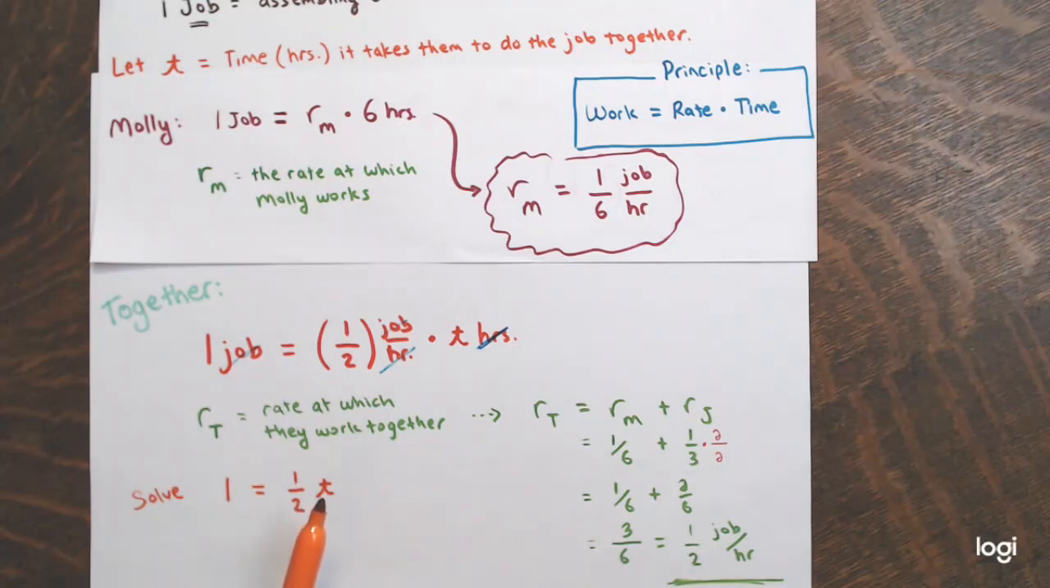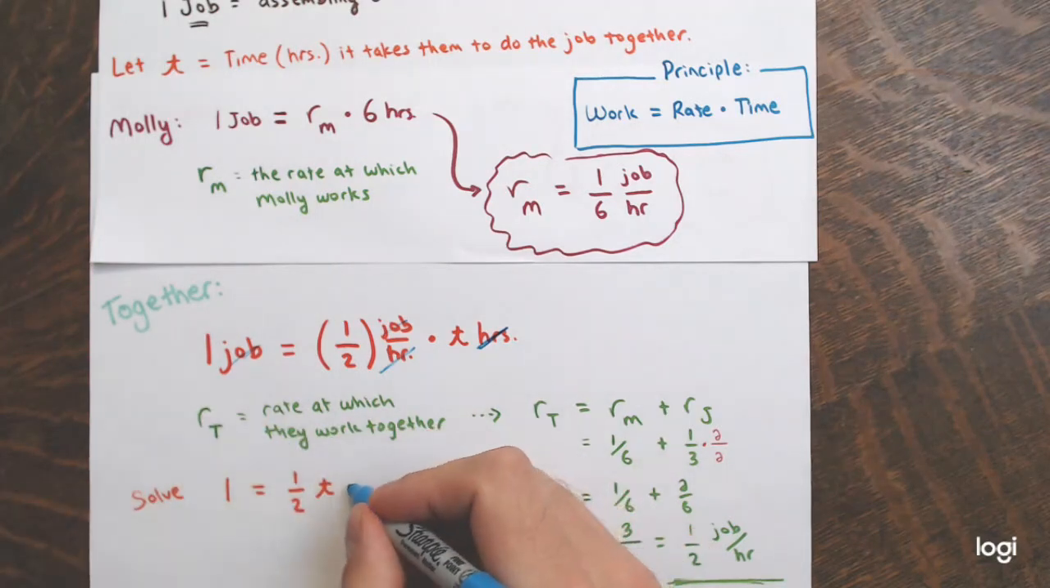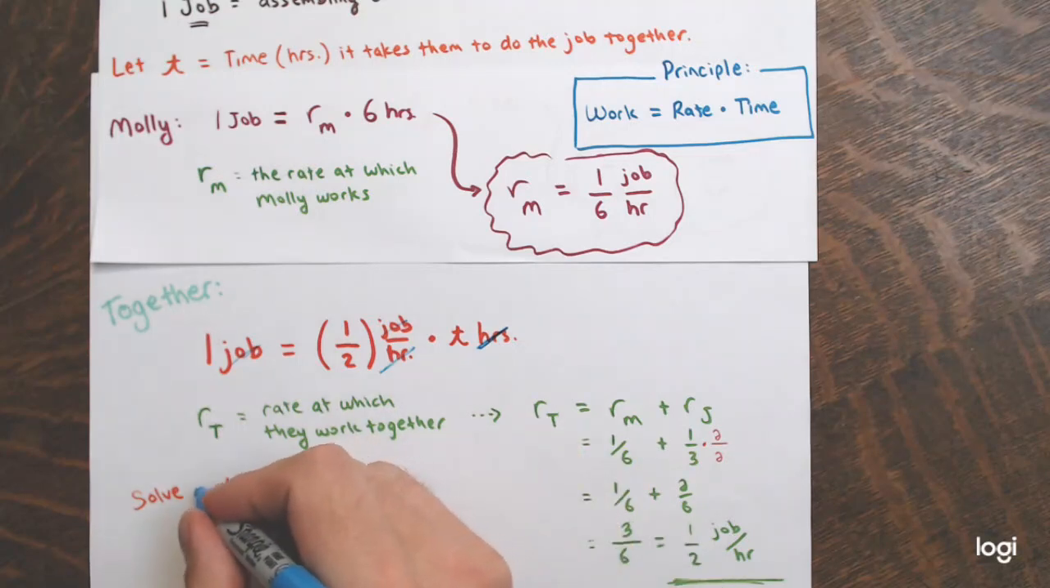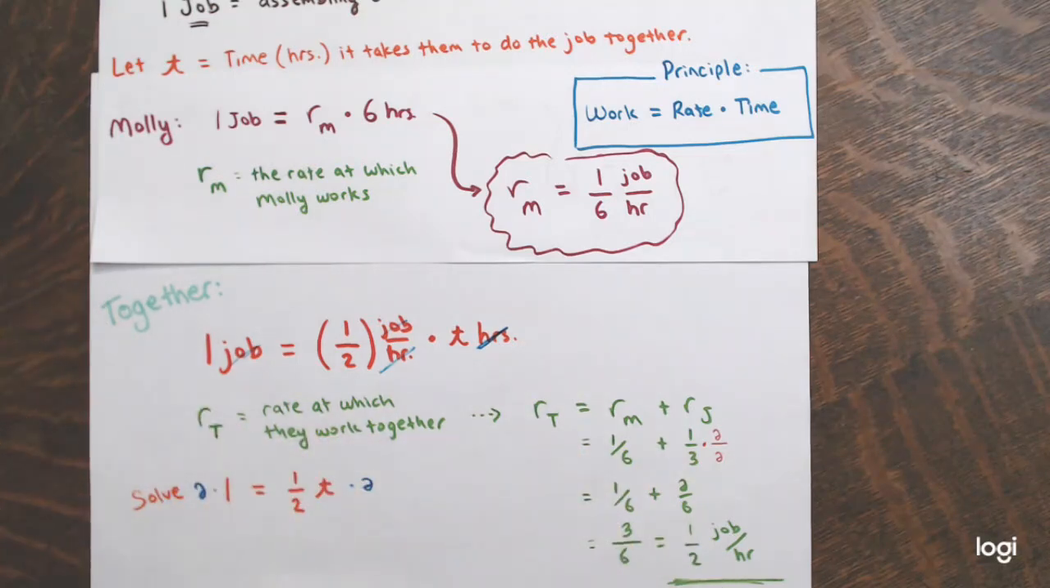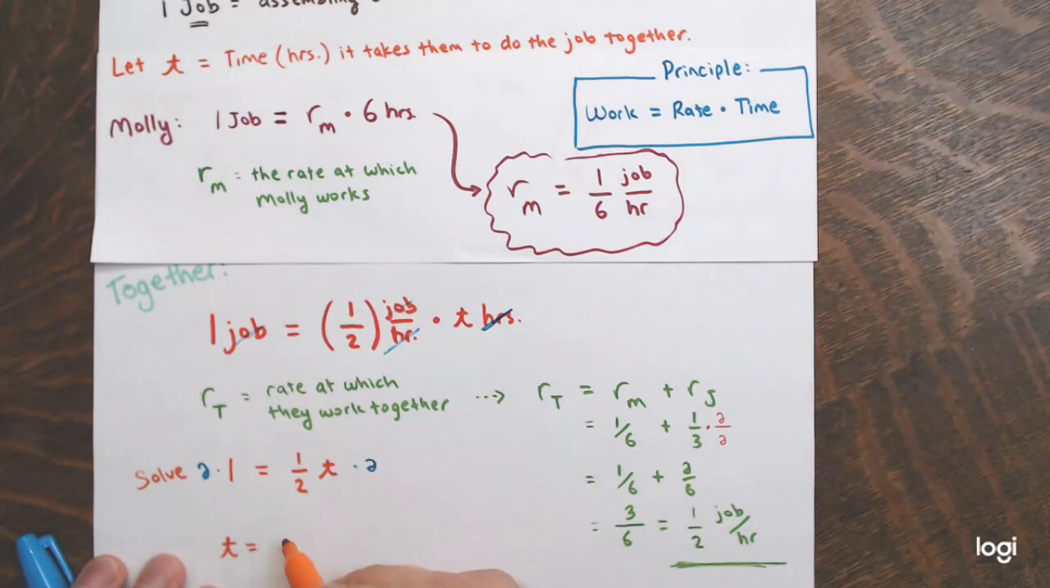I would just need to divide by a half, but division by a half is the same as multiplication by 2. So multiply both sides by 2. And there we have it. We have t, I'm just throwing it on the left, equals 2 times 1 on the other side. 2 times 1 is 2. And again, double check, yeah, that works.